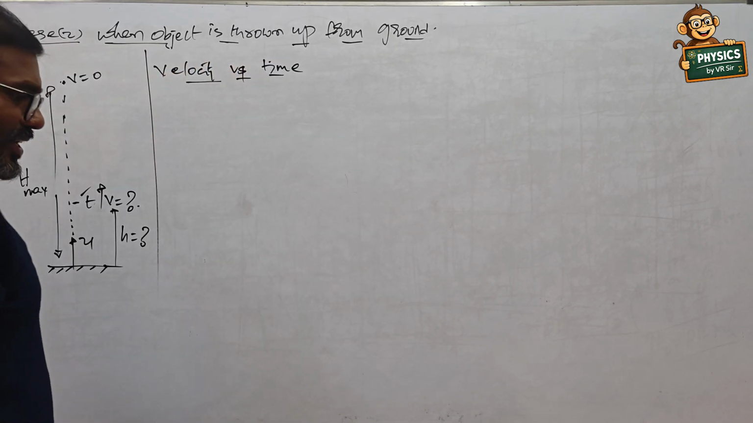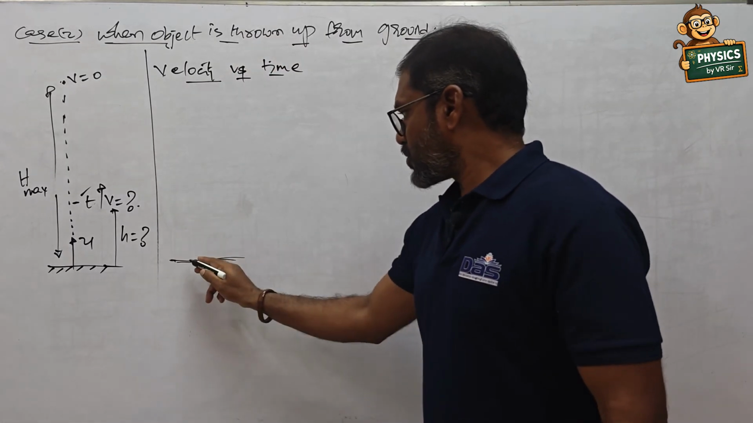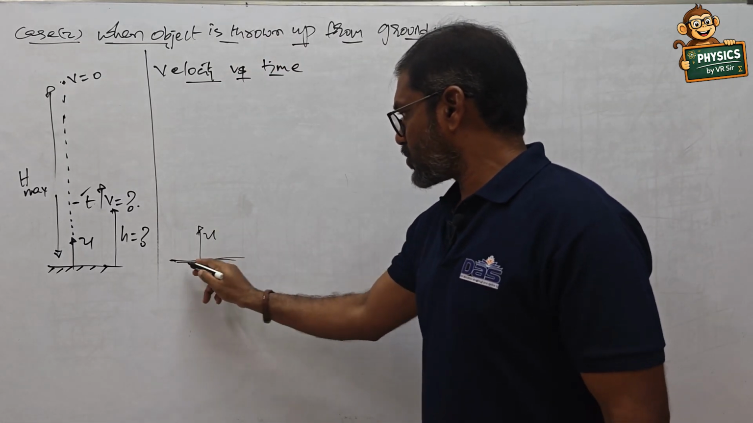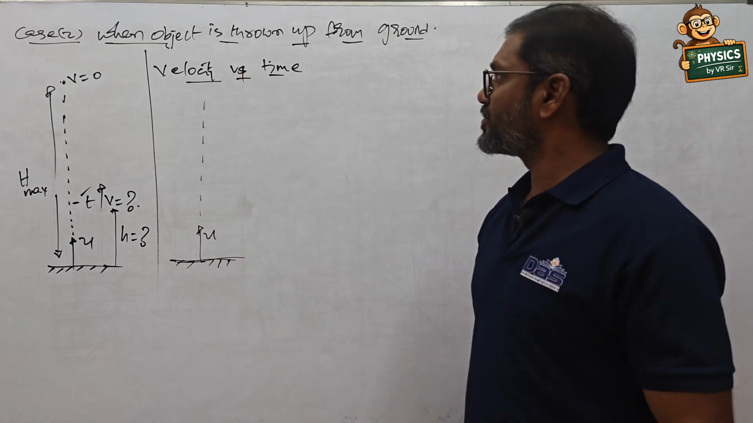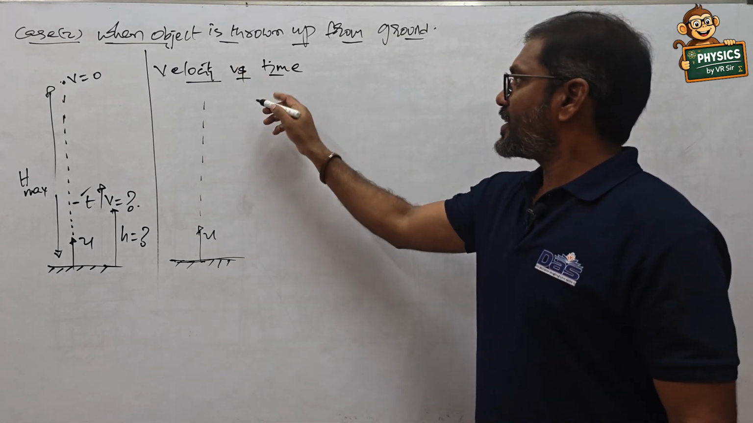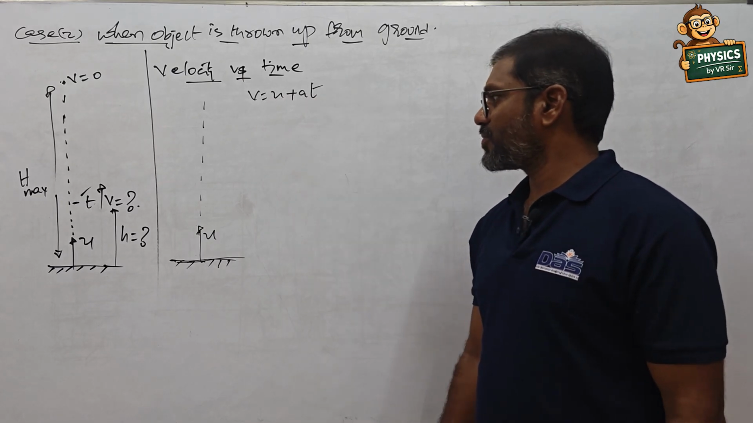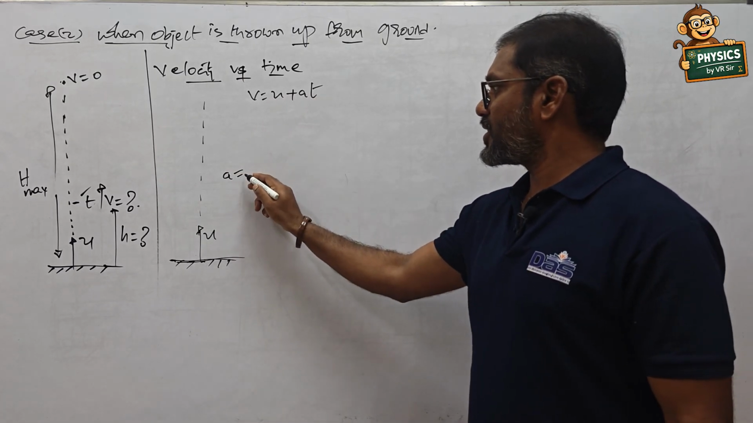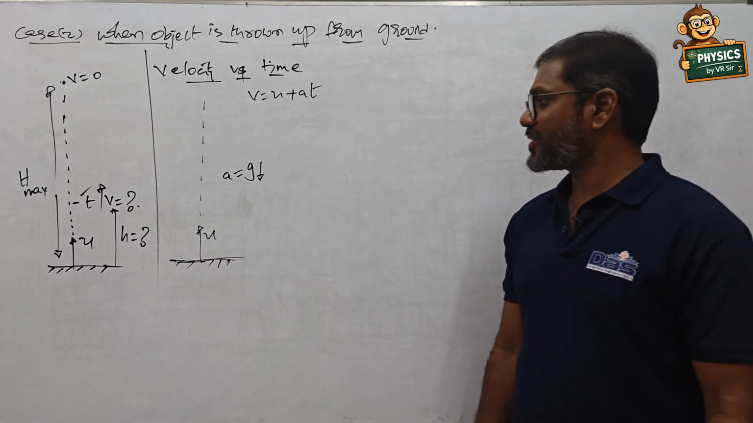Velocity versus time, in the case of an object thrown vertically up. This is the ground, the object is thrown up with velocity u, and it keeps on going up. Velocity at any time, what is the formula we can use? v is equivalent to u plus at. And of course, acceleration is the acceleration due to gravity, downward, I told you already.